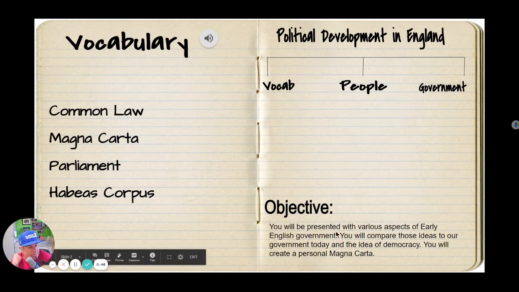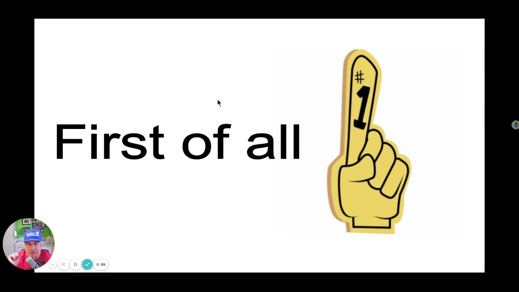Your objective: you'll be presented with various aspects of early English government. You will compare those ideas to our government today and the idea of democracy. You will create a personal Magna Carta after you're done with this lesson. First of all, let's get started.